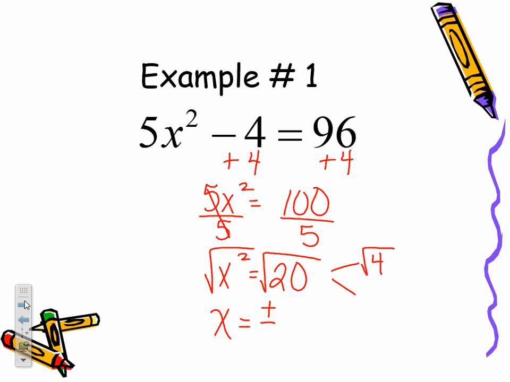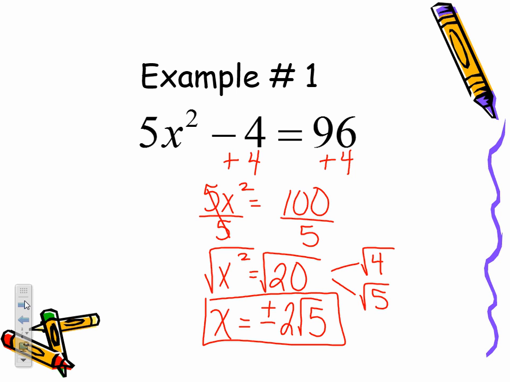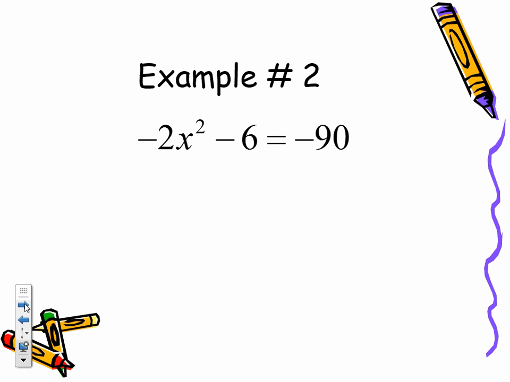4 is from my perfect square list. 4 times 5 makes 20. And so my simplified answer is 2 square roots of 5. So x equals both positive 2 square roots of 5 and negative 2 square roots of 5, in terms of solving for x here. Okay? So let's look at the second example.